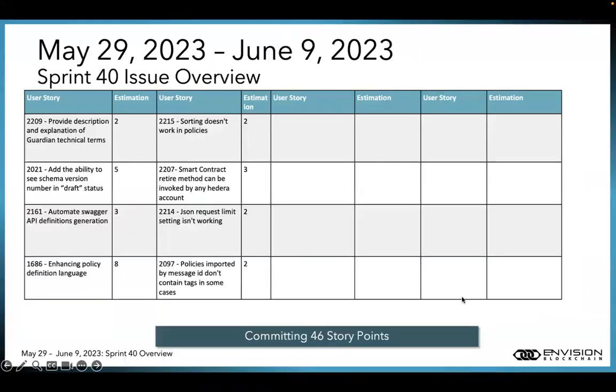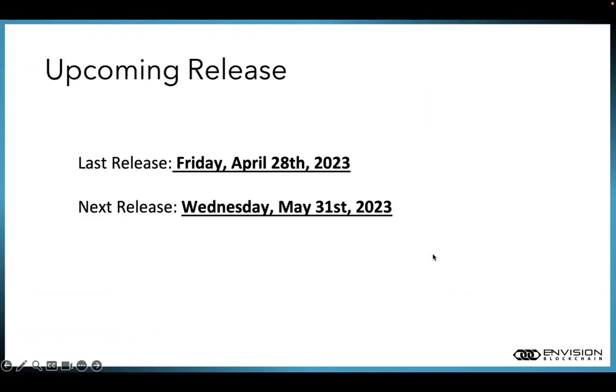Now let's talk about some of the issues that we'll be tackling in Sprint 40. In Sprint 40, we are currently committing to 46 story points, which involves some of the documentation, which is 2209, and then 2021, where we are adding the ability to see schema version, which is a UI element. Then we are also working on some of the automation for Swagger API. We'll be enhancing the policy creation more by 1686. And we'll be tackling some of the issues which will be 2214, 2215, 2097, and so on.